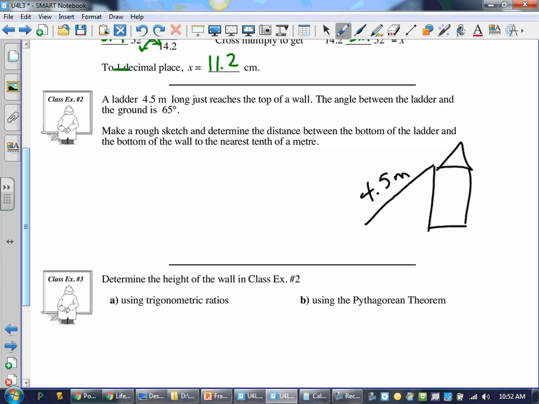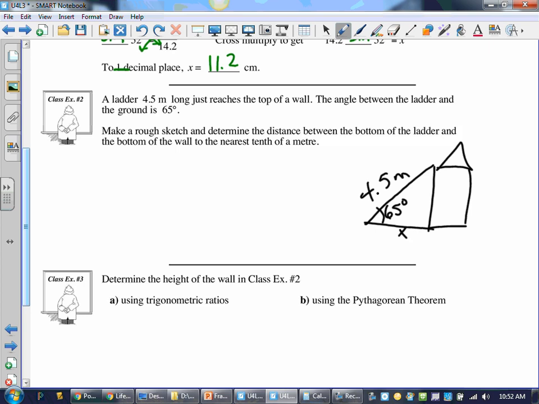And the angle between the ladder and the ground right here is 65. What do they want to know? So what do you have? What do you want? What do you know? Okay, it says make a rough sketch. It's pretty rough. Determine the distance between the bottom of the ladder and the bottom of the wall. Right there, X.